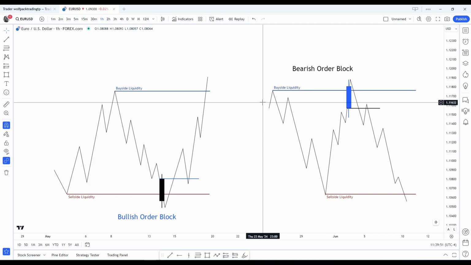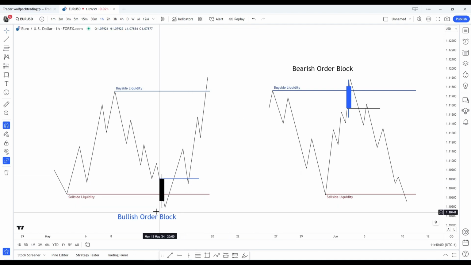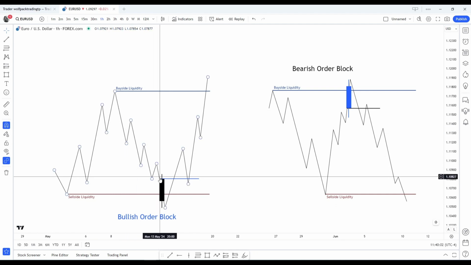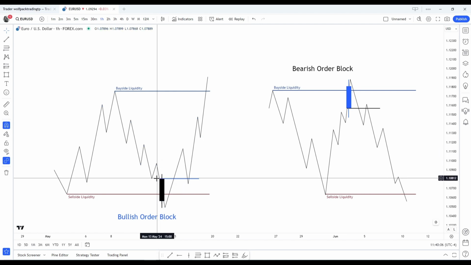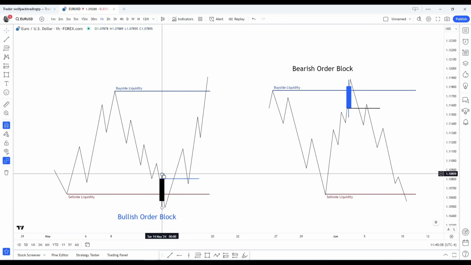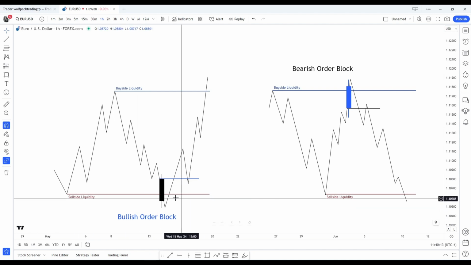The next technical I'm going to go through today is the bullish and bearish order block, which is classified as a change in the state of delivery. As you can see in this bullish order block example, price is approaching the sell side liquidity, then here price closes way above this opening price and the high of this order block, after taking the sell side liquidity resting below.